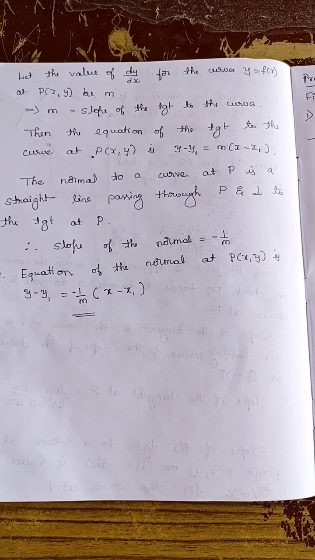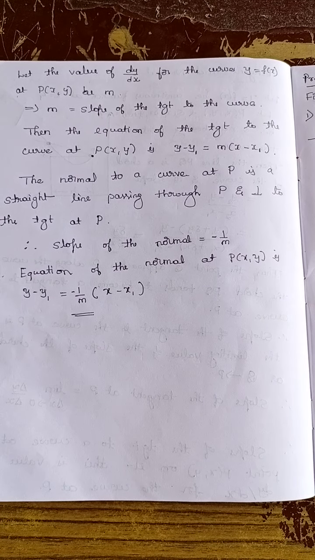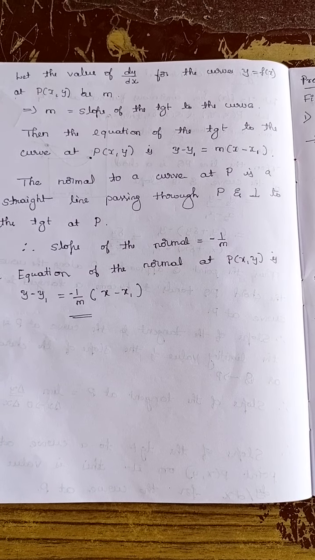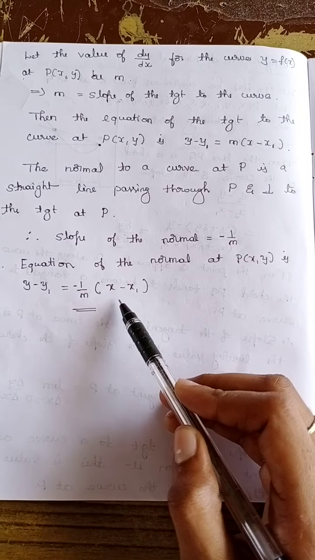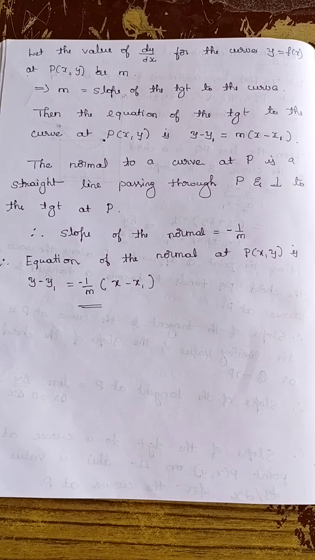Next is the normal. The normal of the curve at P is the straight line passing through P and it is perpendicular to the tangent at the point P. Therefore, the slope of the normal is equal to minus 1 by m. Here m is the slope of the tangent. Therefore, the equation of the normal at P(x1, y1) is y minus y1 is equal to the slope of normal, minus 1 by m, into x minus x1.